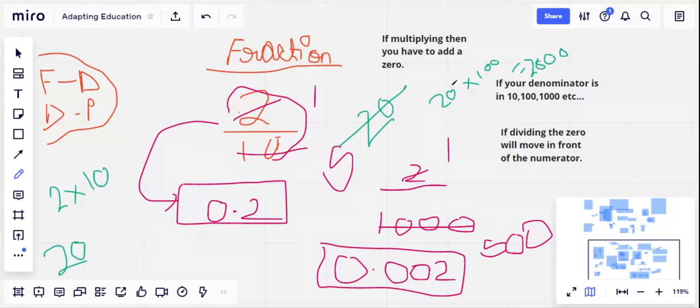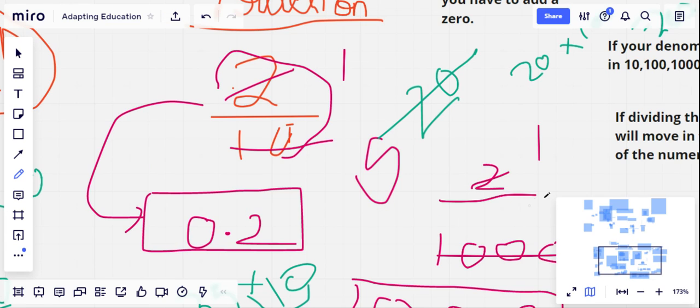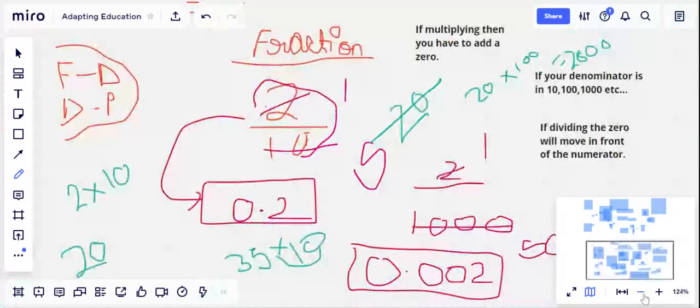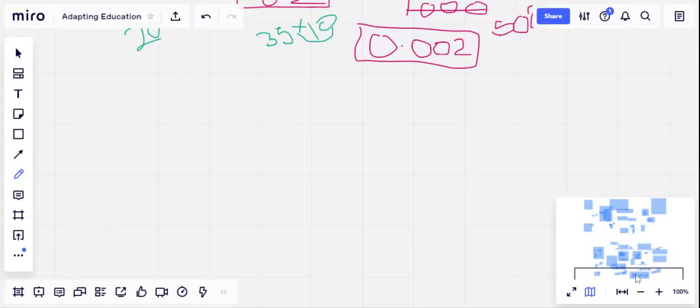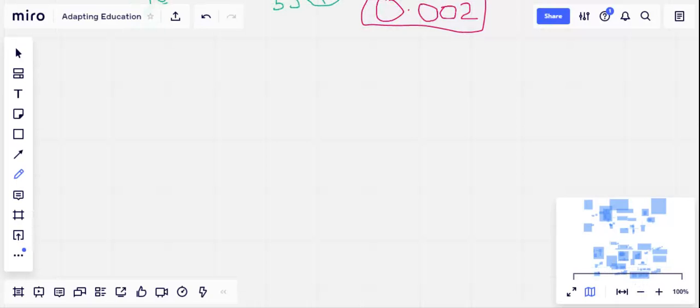It's not important that the numerator should be 2 or end with 0. It can even be 35. 35 into 10: just add a 0, so 350. Simple. This is how we converted fractions to decimals. Now in the next part we'll see how to convert fractions into percentages.